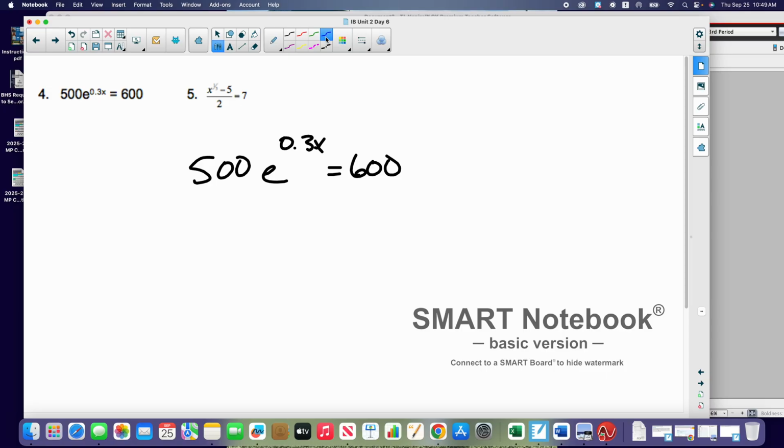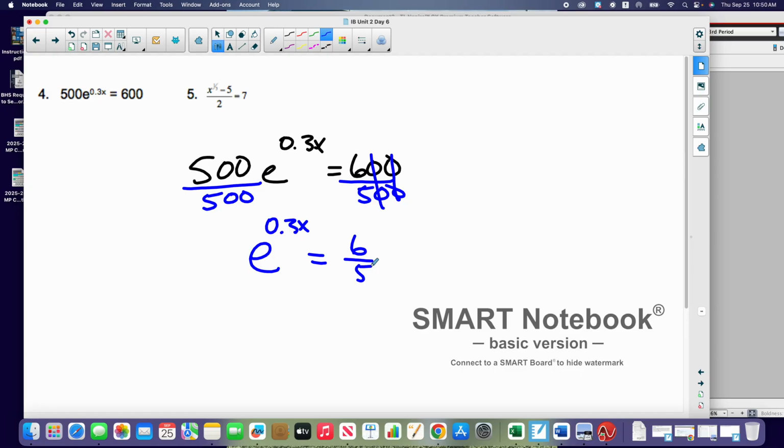Is there like a hidden natural log in there? There is going to be a natural log involved. Correct. Where am I going to start, though, with this problem? Get rid of the 500. How do I get rid of the 500? Divide. I'm going to divide by 500. So that's going to leave me e to the 0.3x equals, I'm just going to cancel the zeros and say this is 6 over 5. You could leave it 600 over 500 if you like. You can write it 1.2. That's what it is.